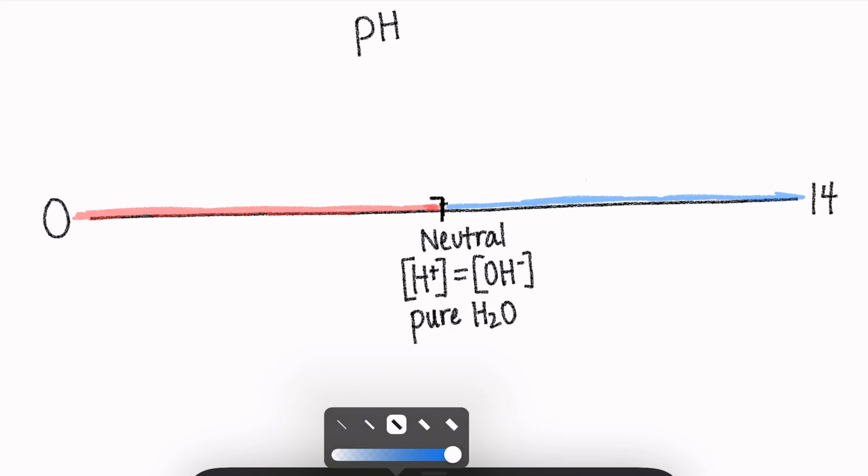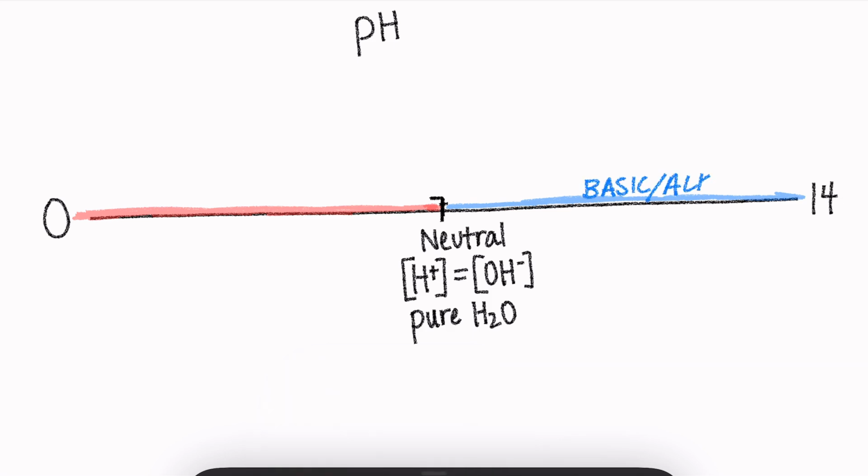So these are all going to be basic, or we use the word alkaline. Everything less than 7 is acidic. We measure it by the amount of hydrogen ions. So the most hydrogen ions are going to be at the very most acidic end. So hydrogen ions increase with increasing acidity.